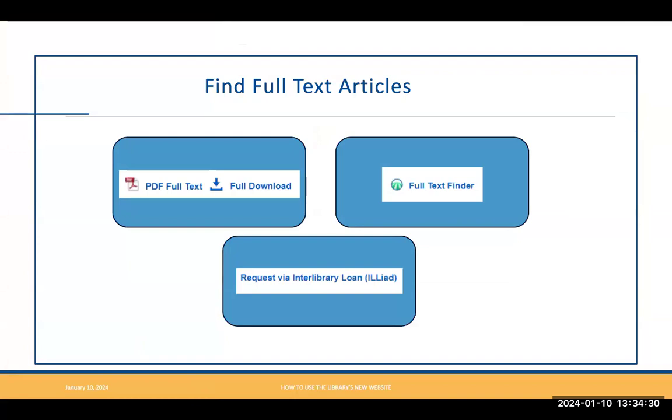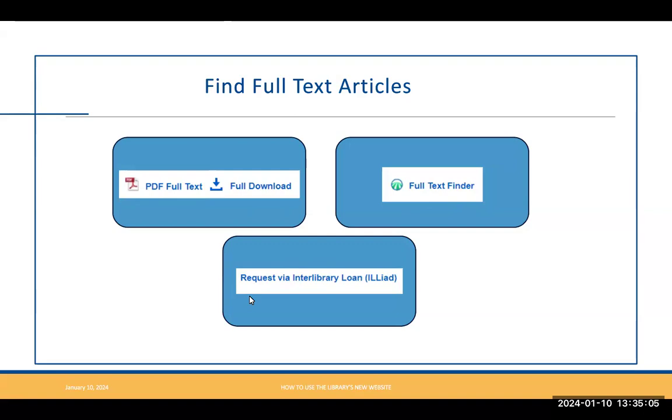To find full text for an article you found in a database, you will more than likely notice one of these three icons below the article. The PDF full text article means that the library has access to that article for you to view right now, and you simply have to click on the PDF full text icon. If you see the full text finder icon, that informs you that the library does have access to that article, just not in the database you're currently using. If you click on the full text finder, you will be directed to the article.